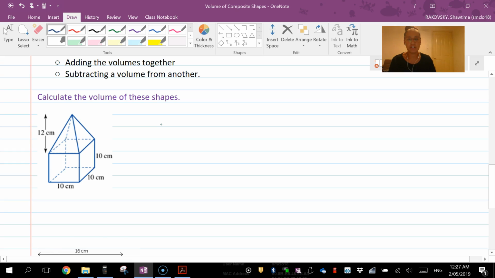So here we go, we've got a shape here. Calculate the volume of these shapes. We can see that we've got a pyramid on the top, and this is actually a cube, so that makes our life a little bit easier. Once we've identified our two shapes, we can just write a formula for it. So total volume equals length cubed, because that's the volume formula for a cube, plus 1/3 of A H.